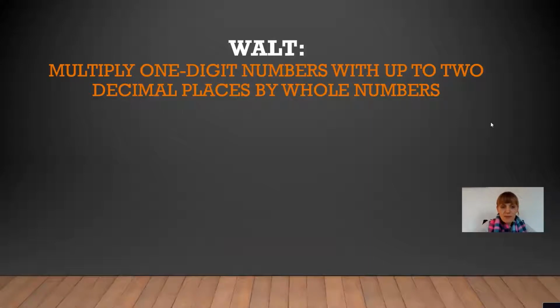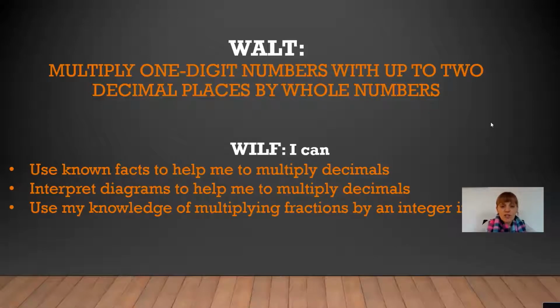So we're continuing today. Our WALT is to multiply one-digit numbers with up to 2 decimal places by whole numbers, and we're going to use known facts to help me multiply the decimals and interpret diagrams to help you multiply the decimals as well. And we might look at multiplying fractions by a number and integers to help us too.